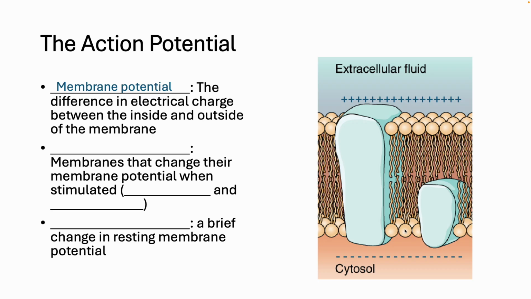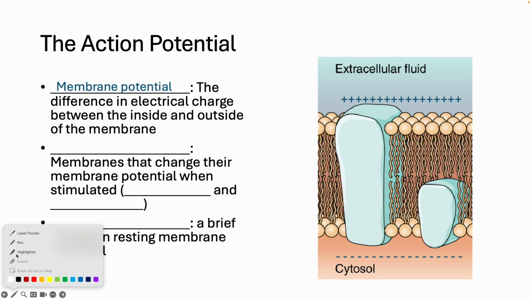The membrane potential is the difference in electrical charge between the inside and the outside of the membrane. Membranes will have a slightly positive charge on their outside and slightly negative charge on their inside. This difference in charge is what defines the membrane potential.